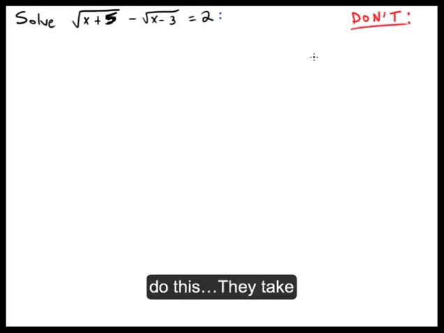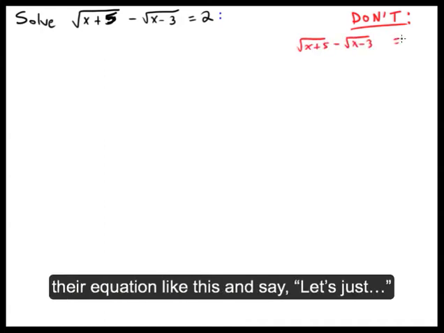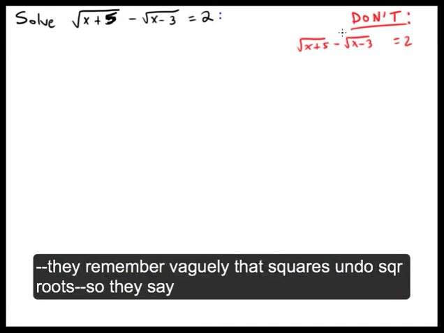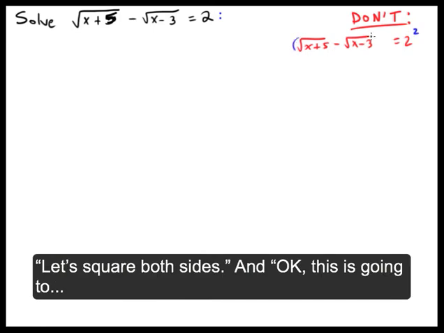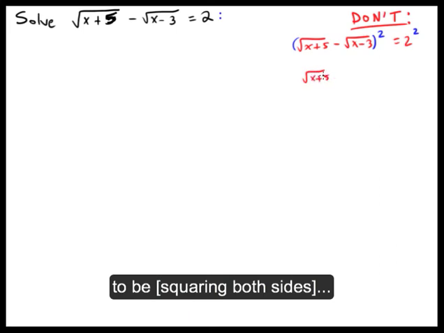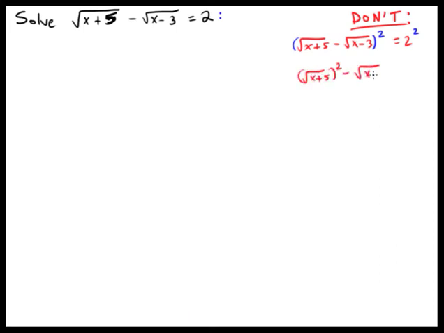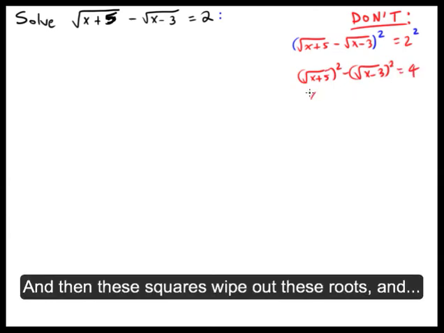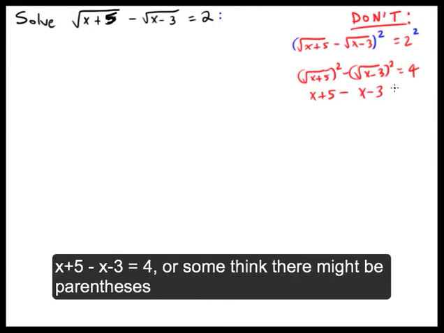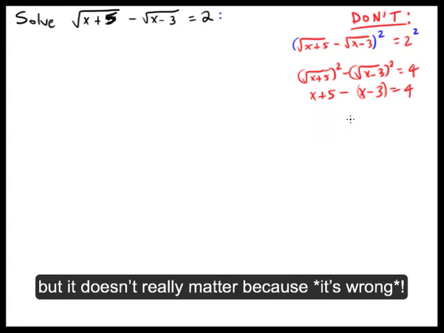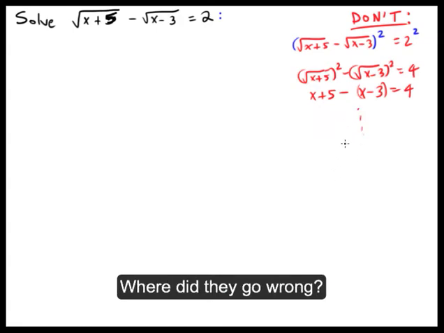So what you see people do is this. They take their equation that looks like this and they kind of remember vaguely that squares undo square roots. So they say, let's just square both sides. And then they say, okay, well this is going to be square root of x plus 5 squared minus square root of x minus 3 squared equals 4. And then these squares wipe out the roots, so it's x plus 5 minus x minus 3 equals 4. Or some people think there might be parentheses in here, but it doesn't really matter because it's wrong.